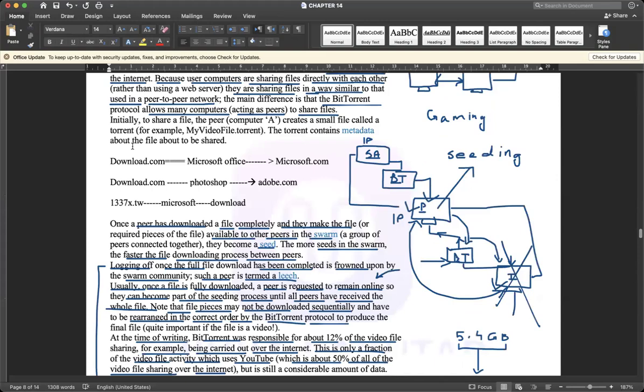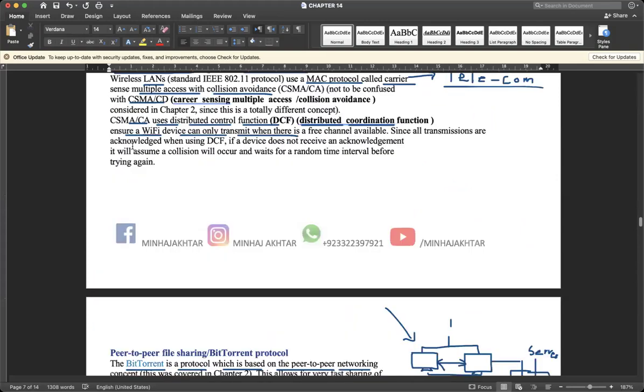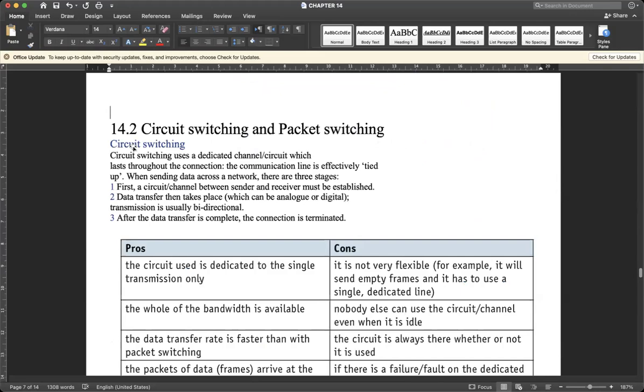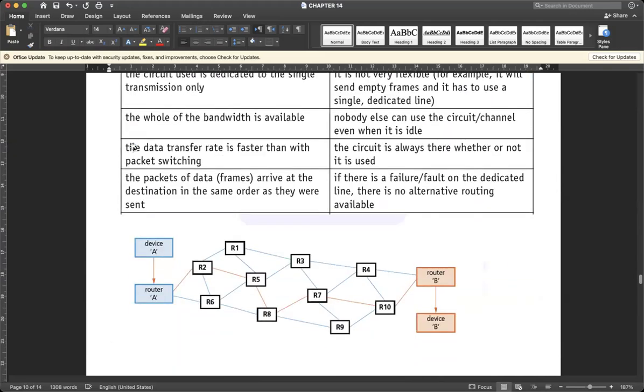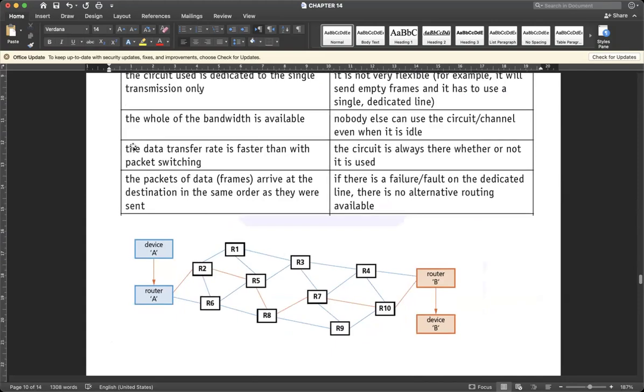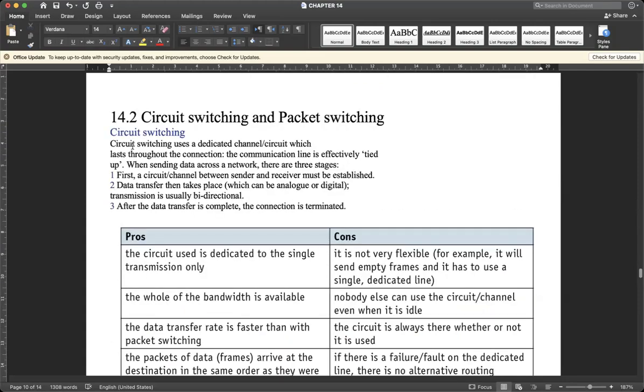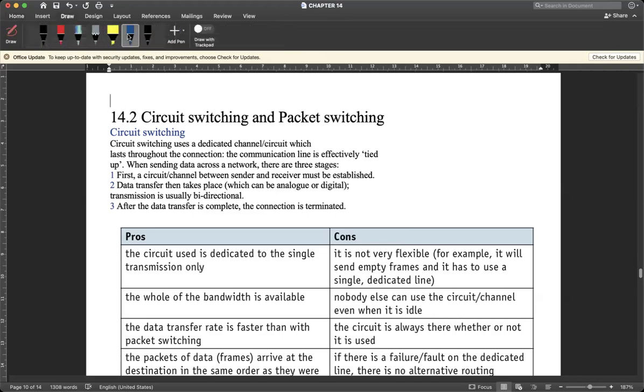Remember, I taught you that the data is broken down into packets, and this is how we do the transmission. In circuit switching, the data is sent to the recipient in the following way. First, we are going to start with circuit switching. Circuit switching uses a dedicated channel or a wire which lasts throughout the connection. So in circuit switching, we are using a wire or a circuit.